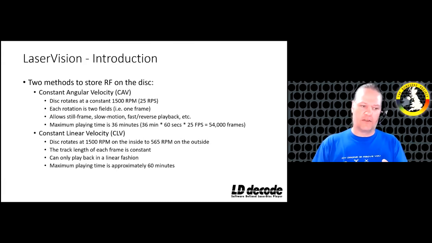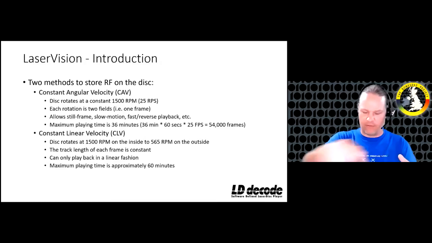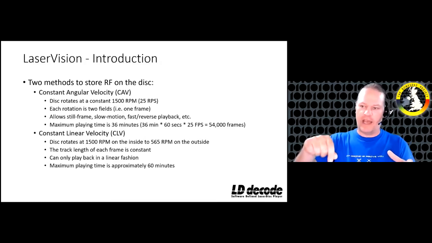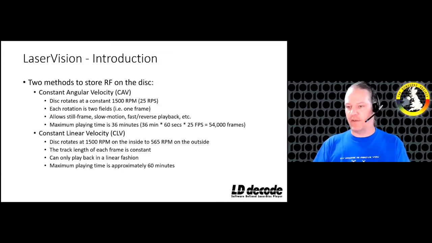Because at CAV, you have 2 fields on each rotation of the disk, and it's two fields all the way through the disk, whether you're on the outside or the inside. So you get less playing time, about 36 minutes. But the advantage is that it's quite a simple analog thing to spin the disk through one rotation and then pull the head back one track so that you continue to play the same two fields over and over again. And when you do that, you get a perfect still frame.